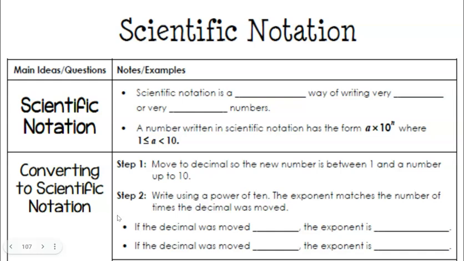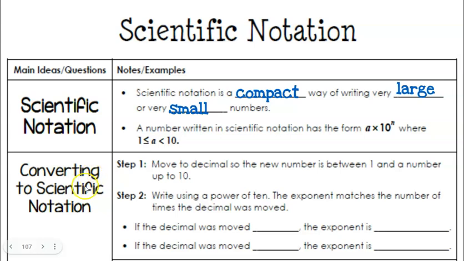Okay, let's first talk about scientific notation because it is a compact way of writing very large or very small numbers. A number written in scientific notation has the form of a times 10 to the nth power, where 1 is less than or equal to a, which has to be less than 10. And I'm going to show you what that means in just a second.